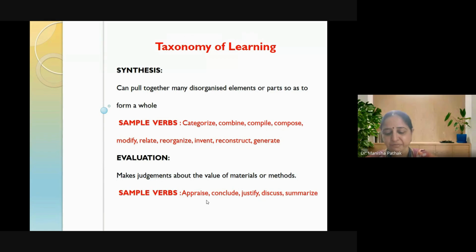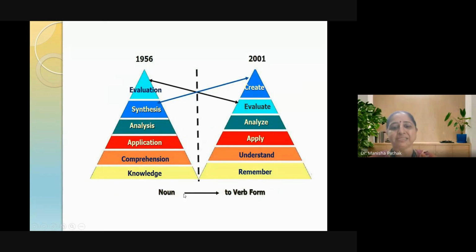Okay, if we go further, as I was telling, this taxonomy of cognitive domain was given by Sir Benjamin Bloom in 1956, and then it required some refinement. Many taxonomists, many psychologists, many educators came forward, and as a result of that brainstorming and churning, they came out with the verb form of this cognitive domain, which we are more popularly using today. And the levels there are: remember, understand, apply, analyze, evaluate, and create.